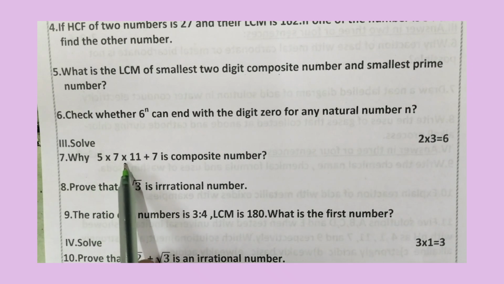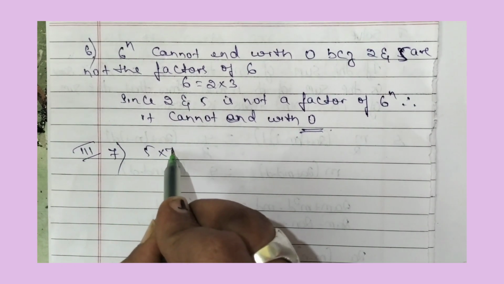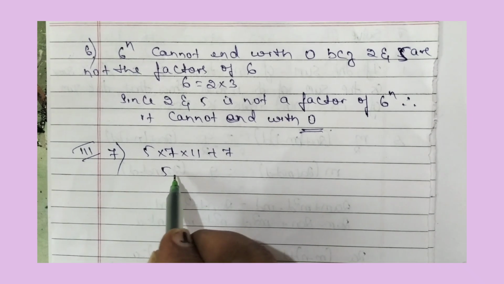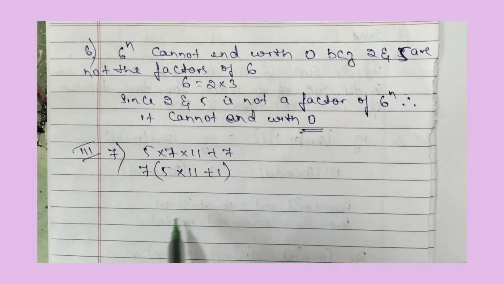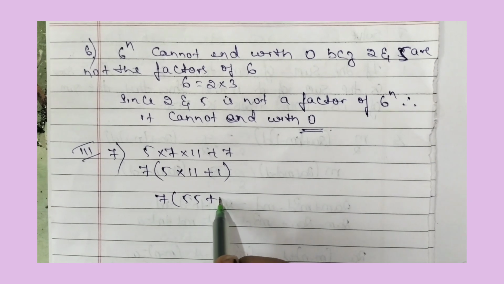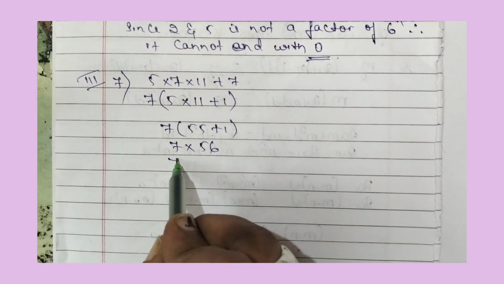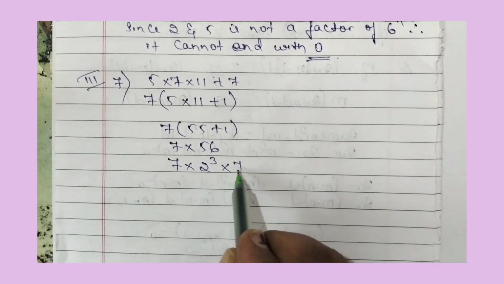Why is 5 into 7 into 11 plus 7 a composite number? So now 5 into 7 into 11 plus 7. Let us take 7 as common: 7 into 5 into 11 plus 1. 5 elevens are 55, plus 1 is 56. So 7 into 56 can be written as 2 to the power of 3 into 7.